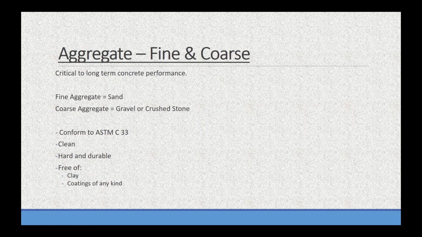All right, aggregates. Aggregates are broken into fine and coarse. And aggregates are important because that really gives your concrete that long-term performance that we're looking for. When we talk about fine aggregates, we're talking about sand. And then coarse aggregate is gravel or crushed stone. Both of those need to meet ASTM C33. They both need to be clean, good, hard, durable materials. And the big thing is that they need to be free of clay and coatings, because we want that good ability to incorporate into the concrete.